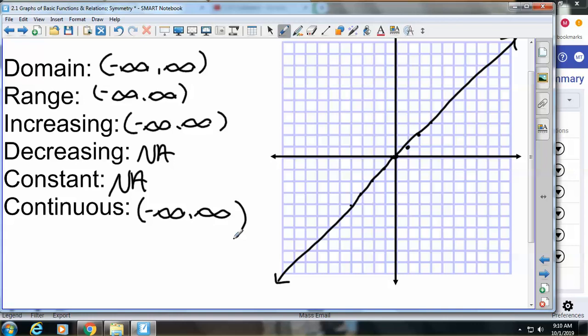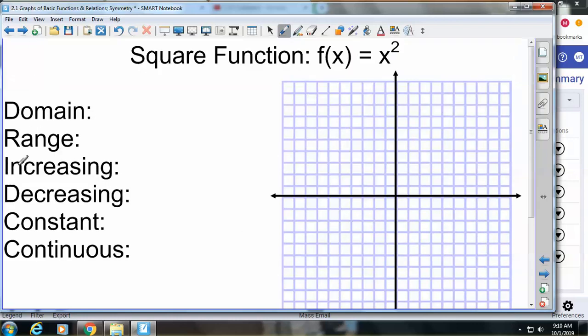Well, that was interesting. Let's put infinities there. Questions there? Look at the next one.